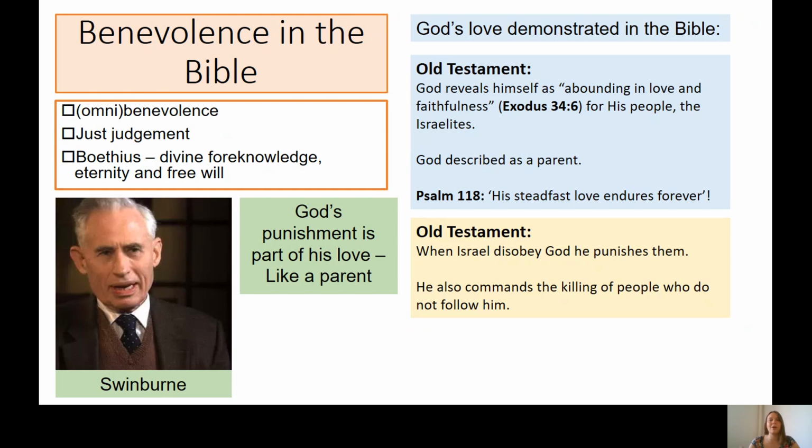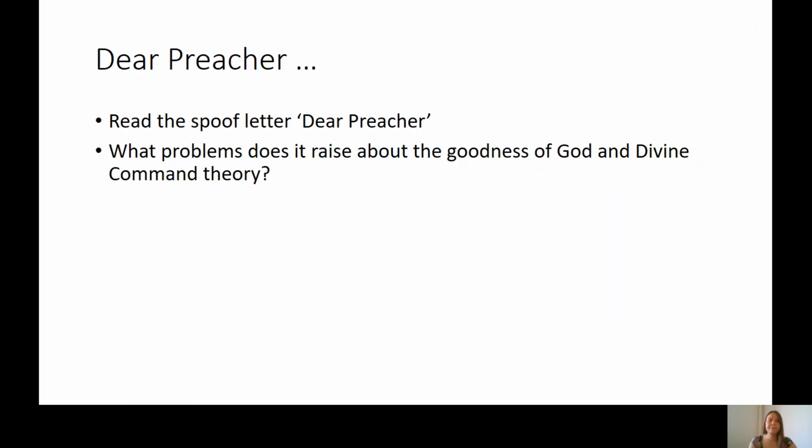So like I said about grabbing my child before they run into the road, that is a demonstration of love. So what Swinburne says is that these punishments that God gives to the Israelite people are a demonstration of God's love for them, because complete love includes punishment for wrongdoing.